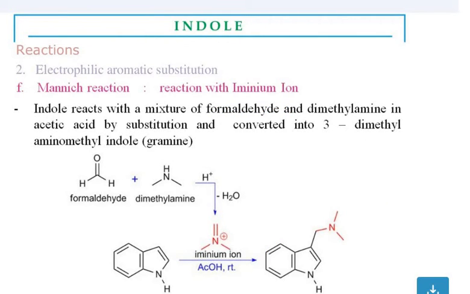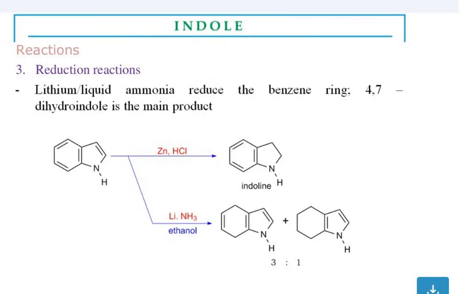So the second example, you need the Mannich reaction. The Mannich reaction is also important. Reaction with the iminium ion. Indole reacts with a mixture of formaldehyde and dimethylamine in acetic acid by substitution and converts into 3-dimethylaminomethyl indole, gramine. So formaldehyde, dimethylamine, you can see the iminium ion, and then the conversion, which is known as the Mannich reaction.